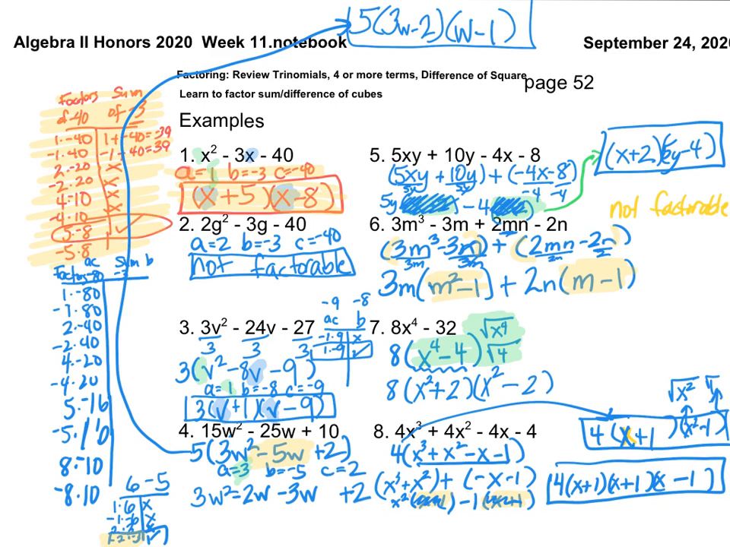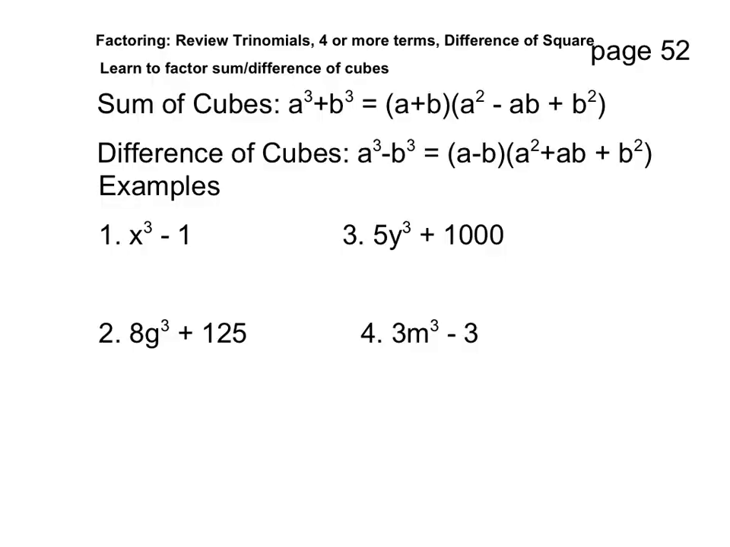Now, as I look at these two binomials, this is a sum of one perfect square and one non-perfect square. And this is a difference of one perfect square and one non-perfect square. So that means that this one is finished and completely factored. The answer is 8 times the quantity x squared plus 2 times the quantity x squared minus 2. We'll move on to the next page. Now we're going to do a sum of cubes and a difference of cubes.